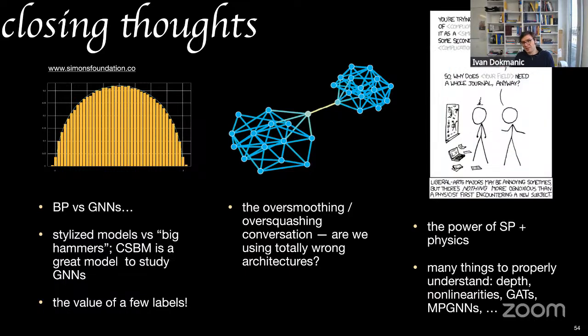And finally, I think that this combination of signal processing and physics is a really cool and neat toolbox to apply. And there are many other things to analyze, depth, nonlinearities, etc. Other people, like the group of Lenka Zdeborová, have already greatly extended our results, and I look forward to working on that in the future. Thank you.